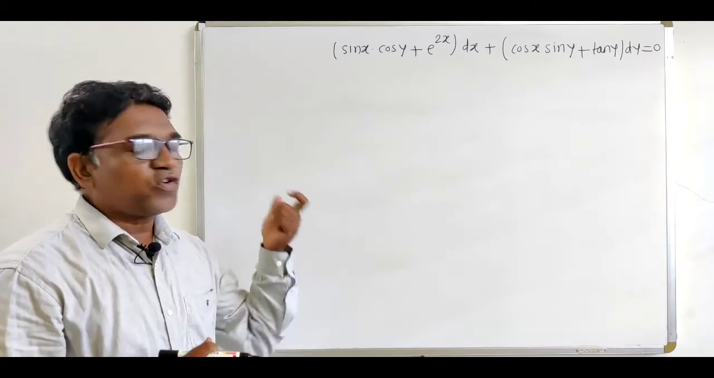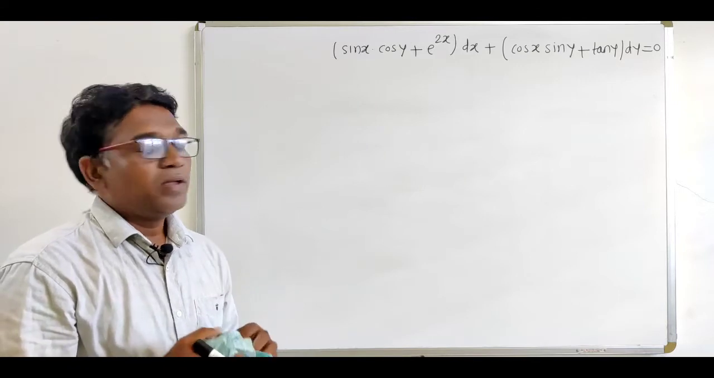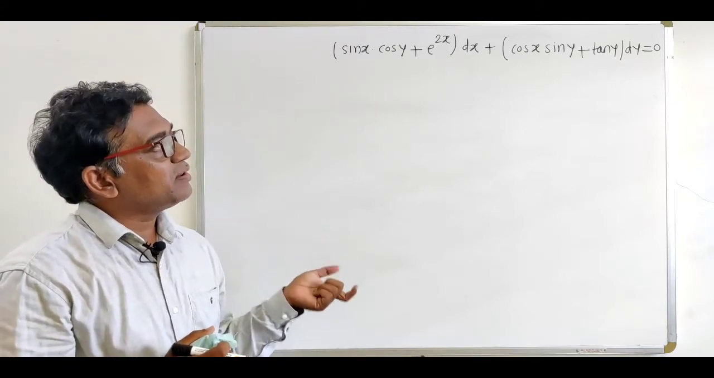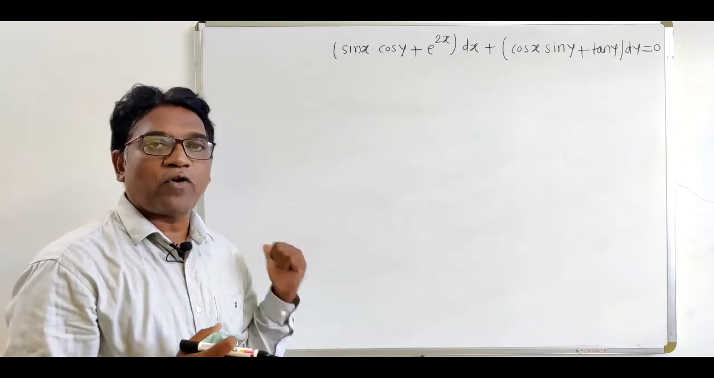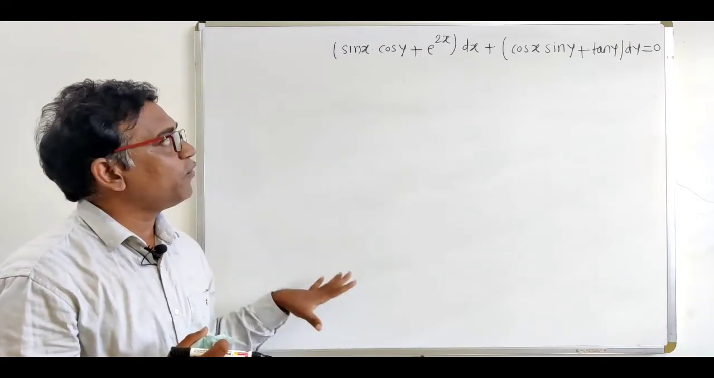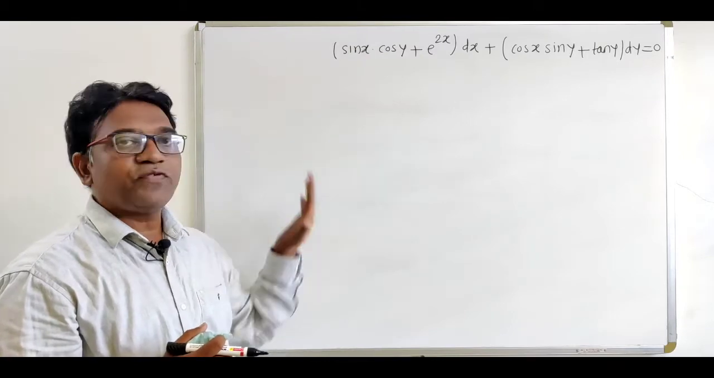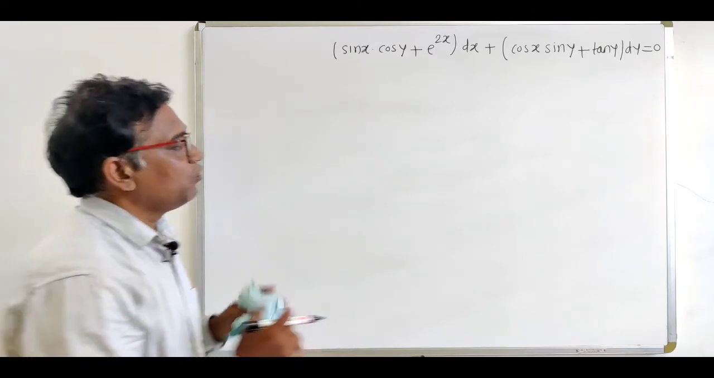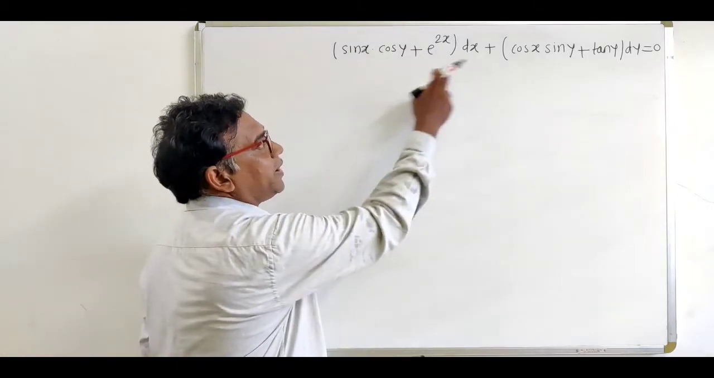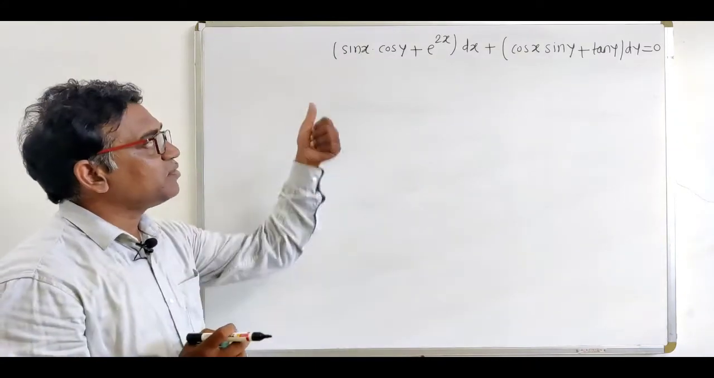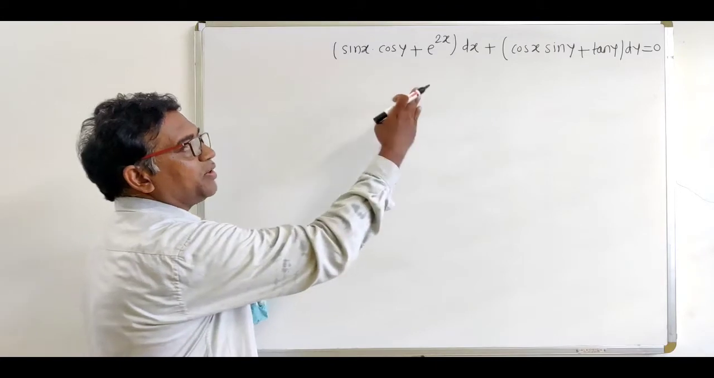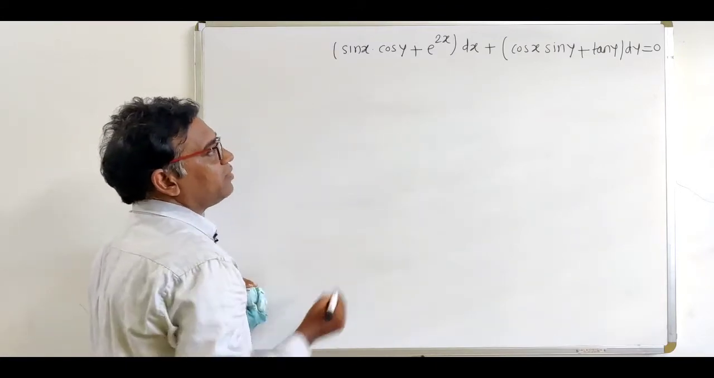Now first of all, what is our first observation? We have to check whether the given differential equation is in the proper form or not. What is the proper form? It is M dx plus N dy equal to 0. So obviously that is our same form, M into dx plus N into dy equal to 0.